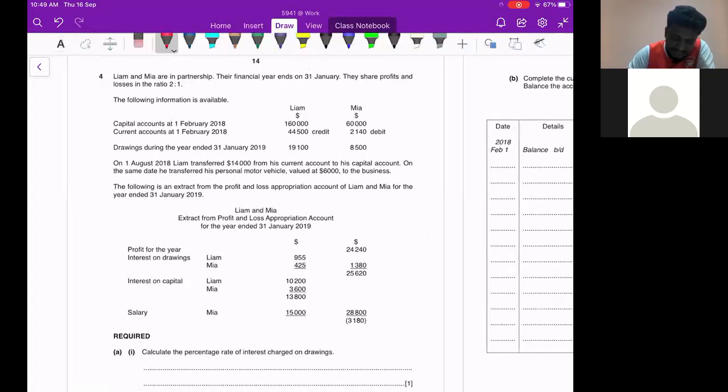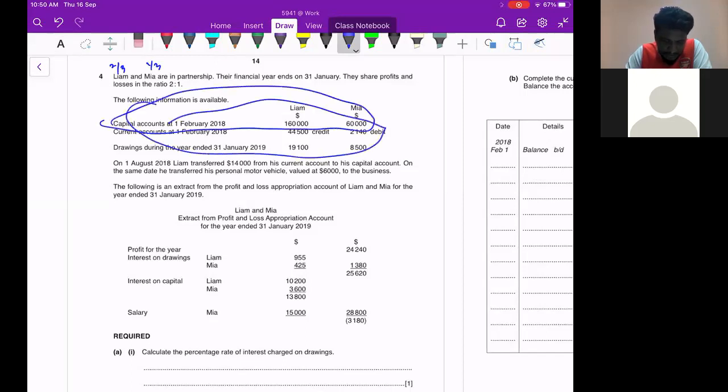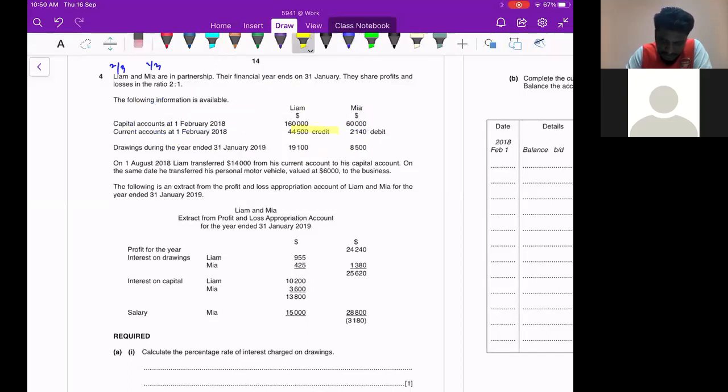So Liam will get 2/3. Mia will get 1/3. And this is their capital account and then their current account. Current account, 1 debit, 1 credit. Okay, later we just put it this way. And then there's a drawing. Each person also has drawing.